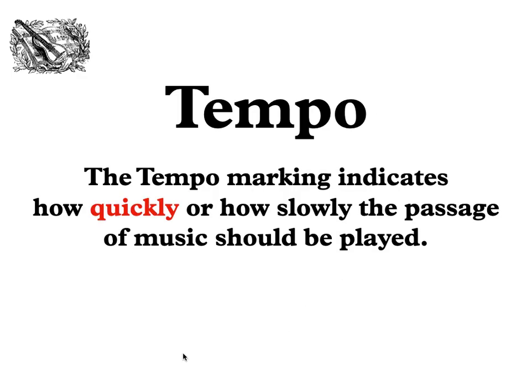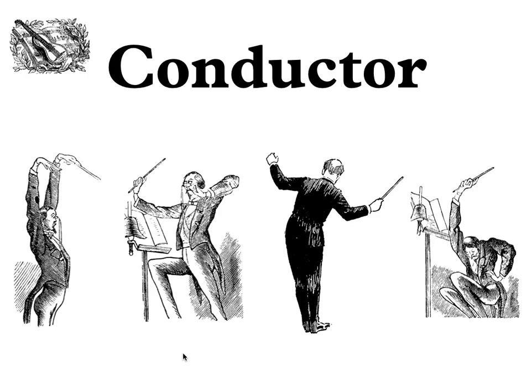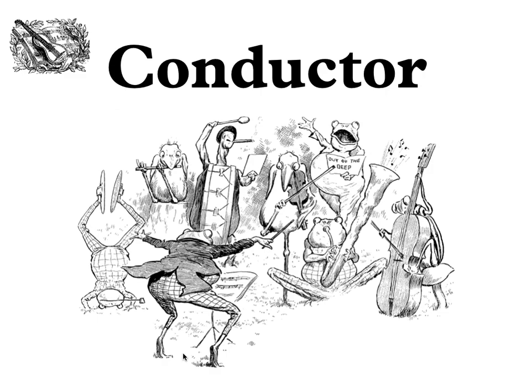Tempo. The tempo marking indicates how quickly or how slowly the passage of music should be played. And that tempo is set by the conductor. All of their gestures, and how fast or slowly they move their arms, will set the tempo.